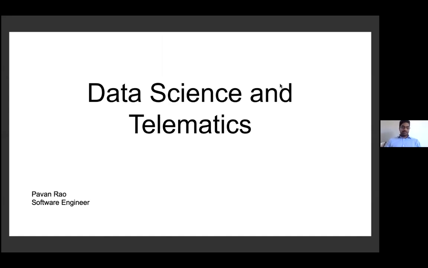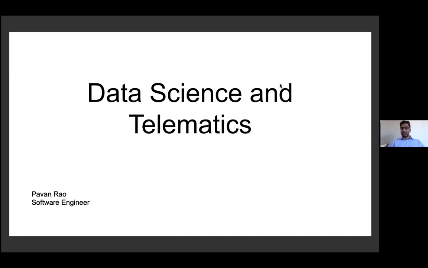Small introduction. My name is Pavan. I'm a software engineer. I'm not a data scientist. I empower data scientists, let's say. And today I'm going to talk more about data science and telematics. E-Road is a telematics company. So I work for a telematics company.